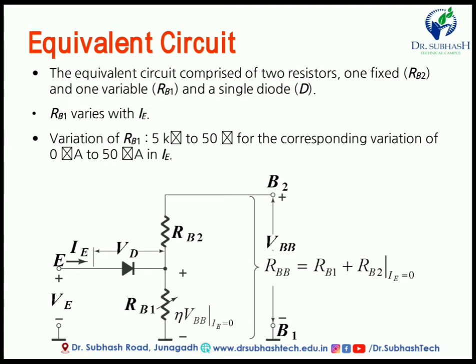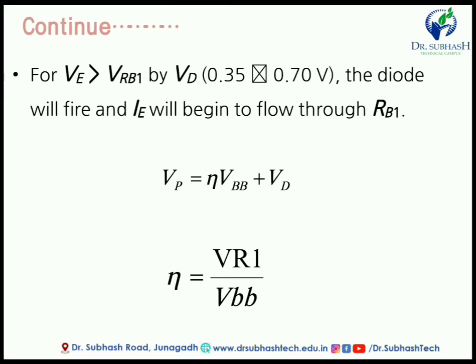RB1 is in series with IE, and the variation of this resistance is in the range of 5 to 50 kilo ohm, and the corresponding variation in current IE is 0 ampere up to about 50 milliampere. So this is the internal equivalent circuit of the UJT, and if VE is greater than RB1 by VD, the VD value is 0.35 to 0.7. So this is the breakover voltage of the junction.